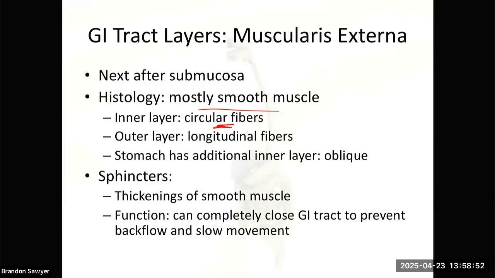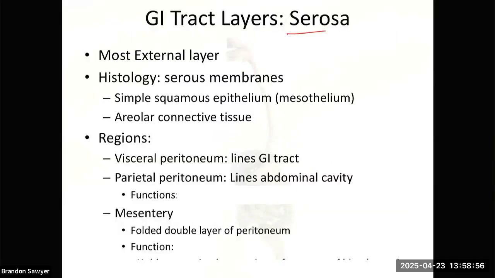Okay. And then we've got our last layer. The most external layer is called the serosa. The serosa is another version of a serous membrane. We talked about the serous membrane around our heart, the pericardium, and the serous membrane around our lungs. So there's another version of that.